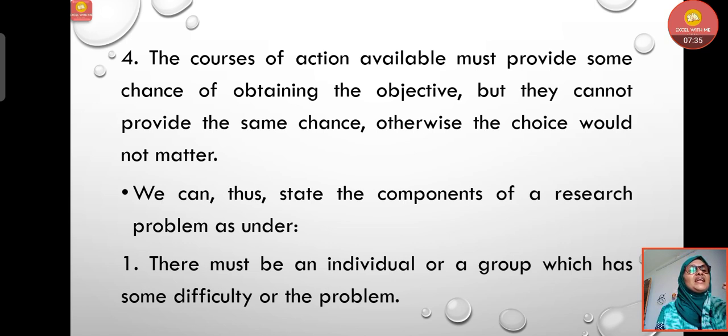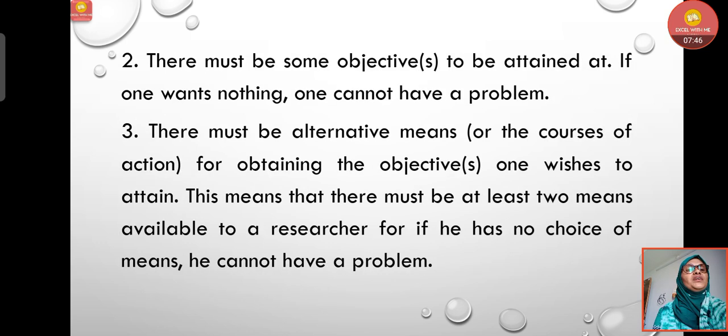Now we can thus state the components of a research problem as under. Number one, there must be an individual or a group which has some difficulty or problem. Second, there must be some objectives to be attained. If one wants nothing, one cannot have a problem.